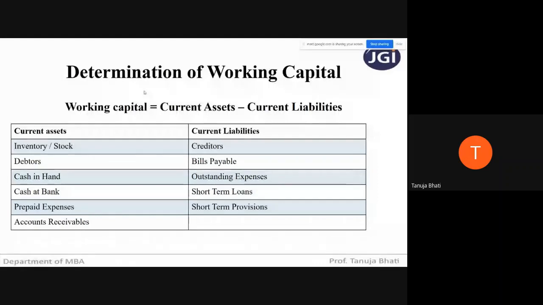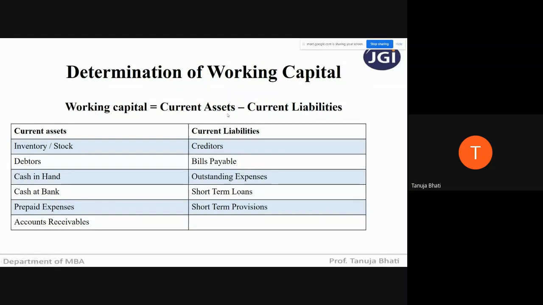So we were doing determination of working capital. Now, how do you calculate working capital? We know that the formula to calculate working capital is nothing but current assets minus current liabilities. Okay, this is a formula. Now, excess of current assets over current liabilities will give you the working capital, and this capital is what is required for the day-to-day working of the organization.